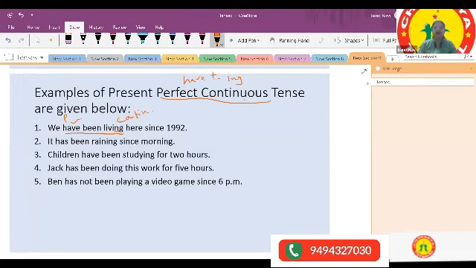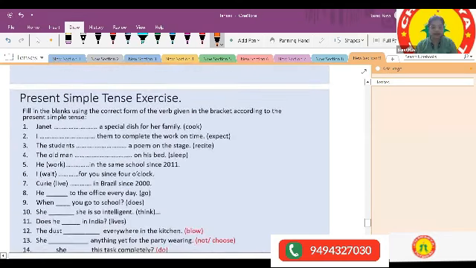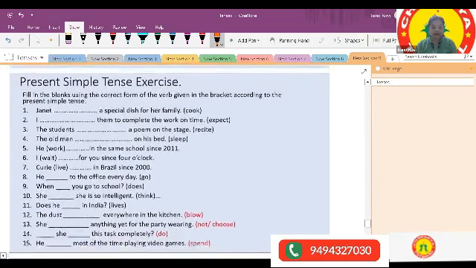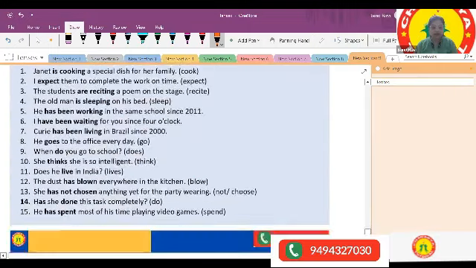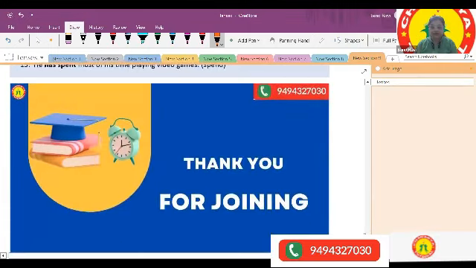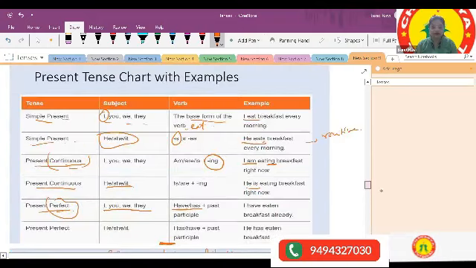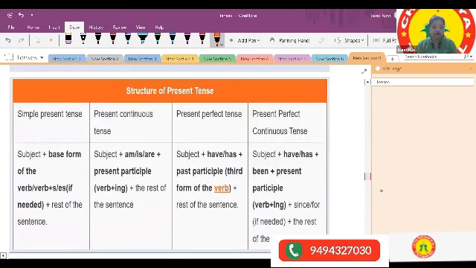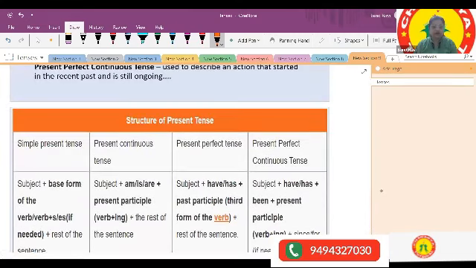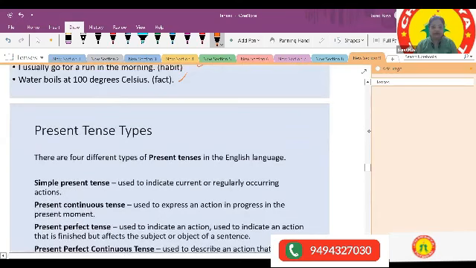So we have been living here since 1992. It has been raining since morning. So this is perfect continuous. You understand here? This was a small exercise. So we have done the 12 tenses.